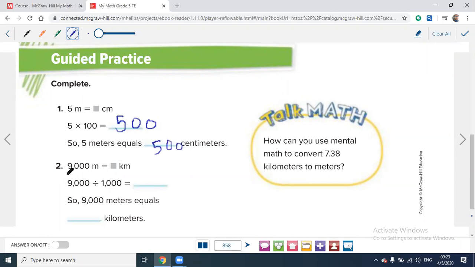Number 2. I have to convert 9,000 meters equals how many kilometers? Now I have to convert from small unit to large unit. So I have to divide or not? Yes, divide. Divide by what? Kilometer. How many meters in 1 kilometer? There are 1,000 meters, right? So I have to divide it by 1,000. So 9,000, the amount of meters given, divided by 1,000, the relation between kilometer and meter. So the answer will be what? 9. Yes, excellent.